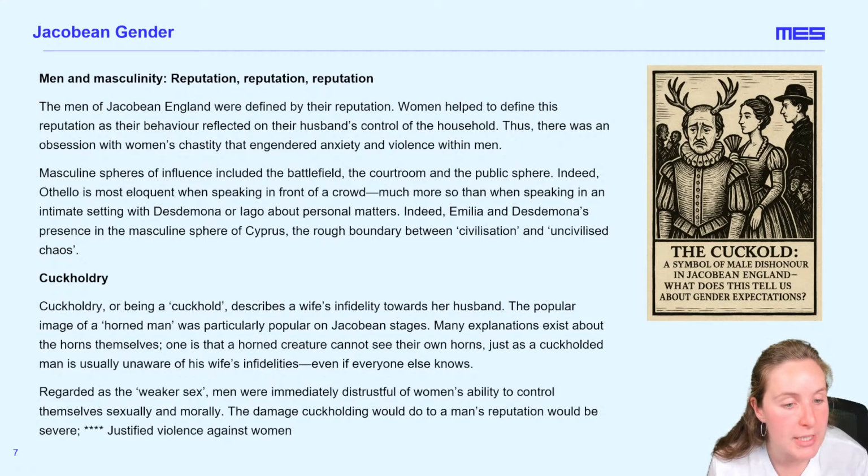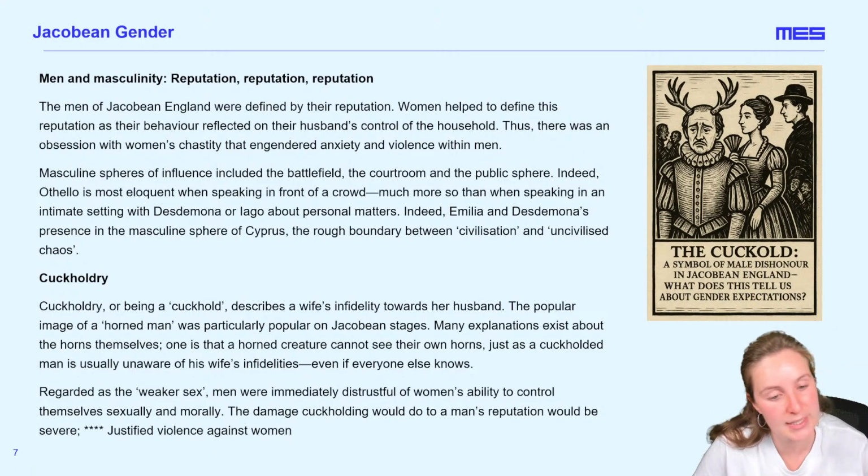And then cuckoldry, being a cuckold, describes a wife's infidelity towards her husband, and that's specifically one way. There was no similar word for a husband's infidelity towards his wife. The popular image of a horned man was particularly popular on Jacobean stages. Many explanations exist about the horns themselves. One is that a horned creature can't see their own horns, just as a cuckolded man is usually unaware of his wife's infidelities, even if everyone else knows. There are several other descriptions of how that came to be.